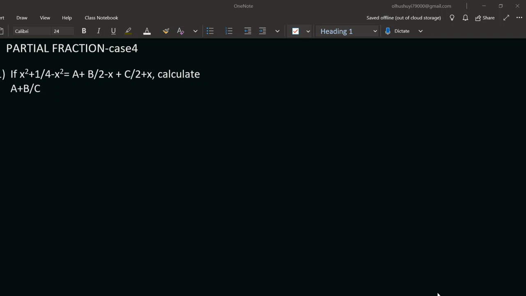We've started a partial fraction series, so we conclude with this case 4 for now. Under this case 4, we'll be considering a case with degree of numerator greater than or equal to the denominator. What do I mean? Look at the degree of the numerator here. It is even equal to that of the denominator.